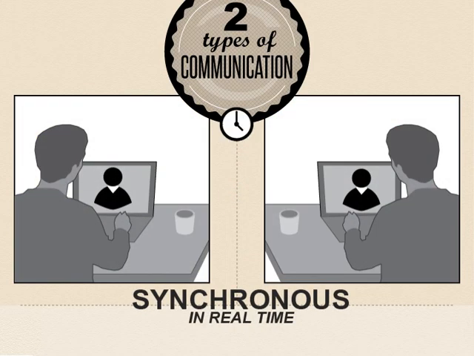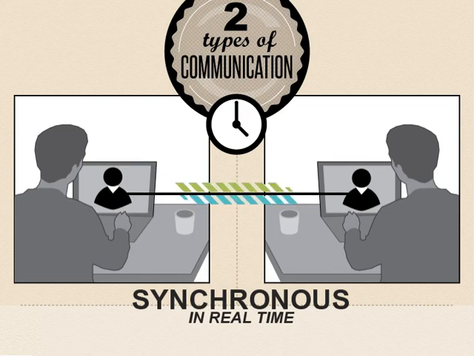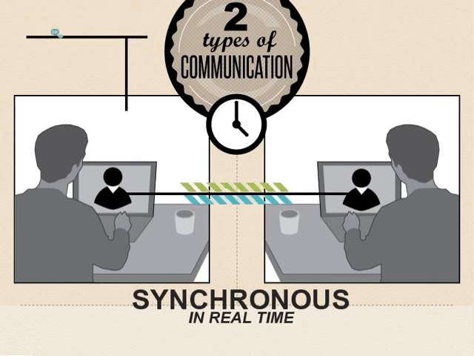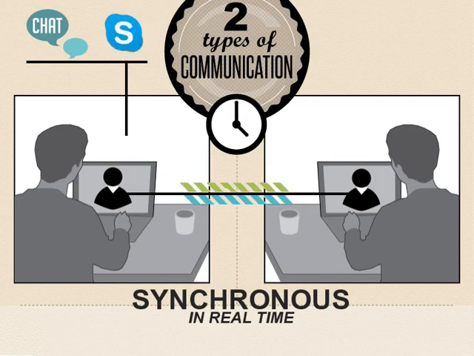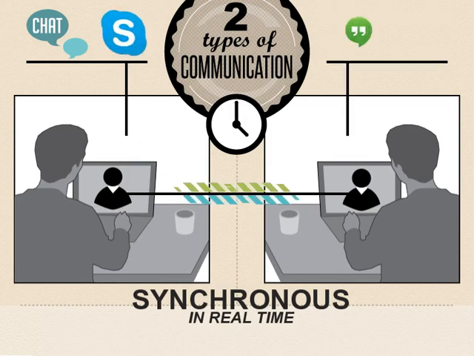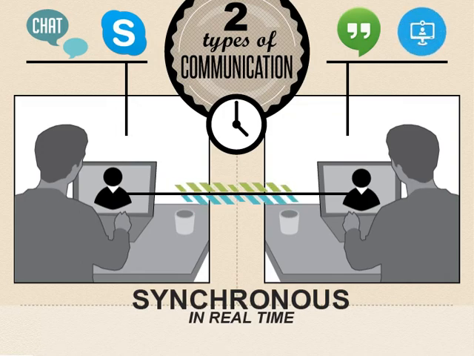Synchronous communication happens in real time, like having a class discussion in a traditional setting or talking to a teacher after class. But you can communicate synchronously in an online environment too, through the use of tools like online chat, internet voice or video calling systems like Skype or Google Hangouts, or through the use of web-based video conferencing software like WebEx, Zoom, or Collaborate.